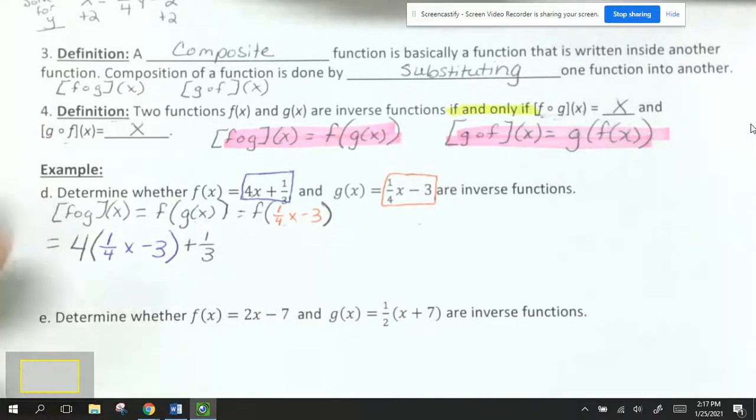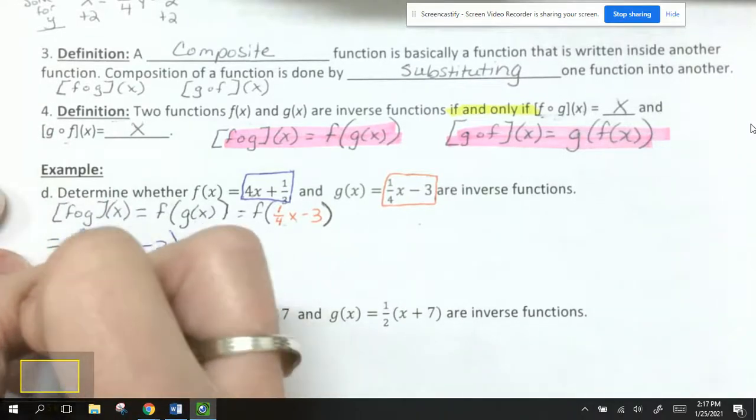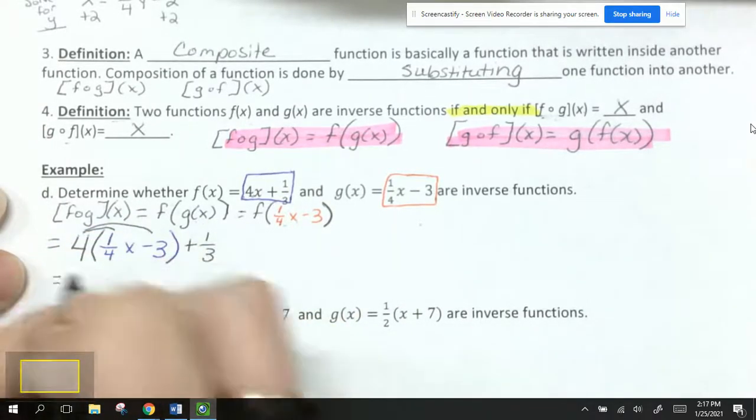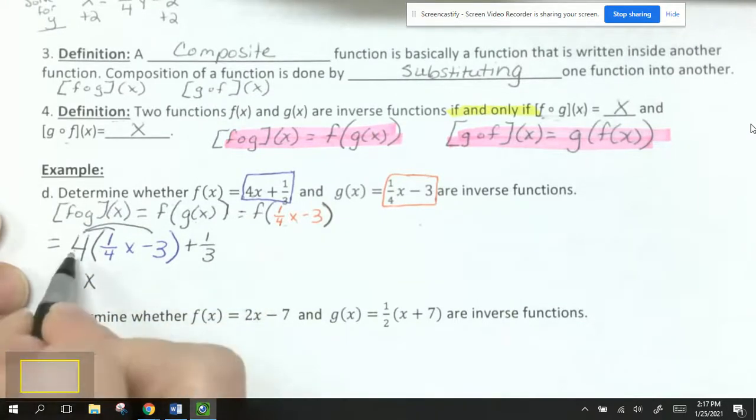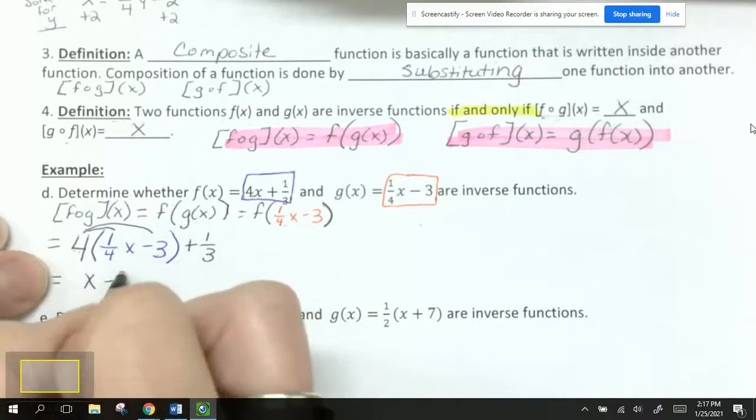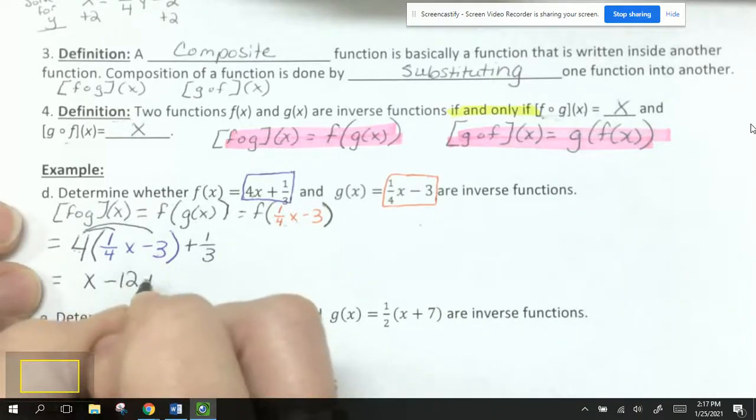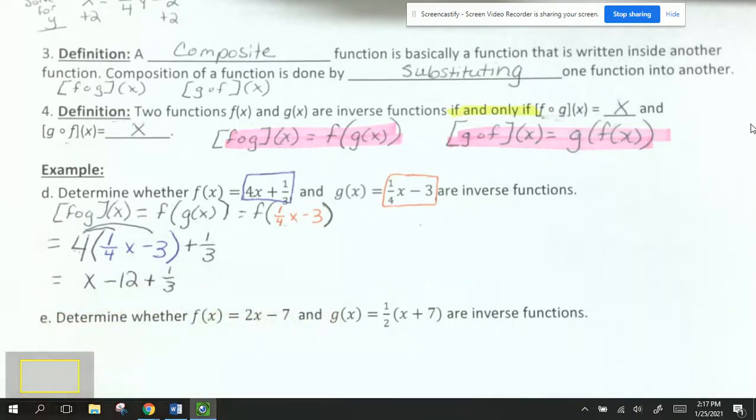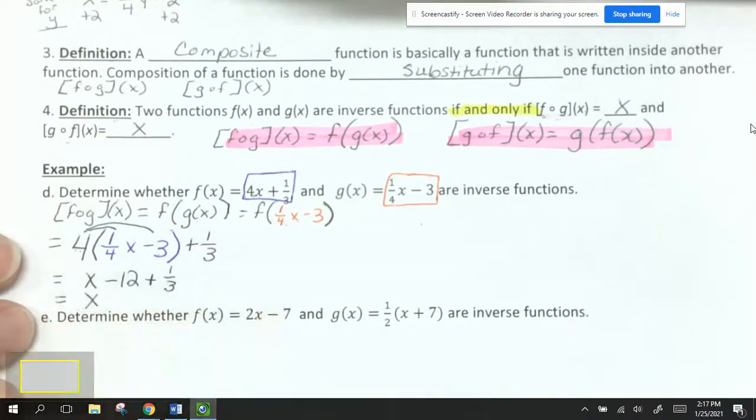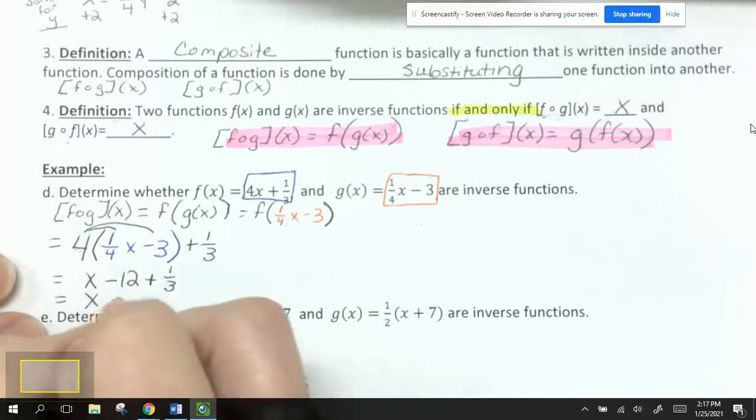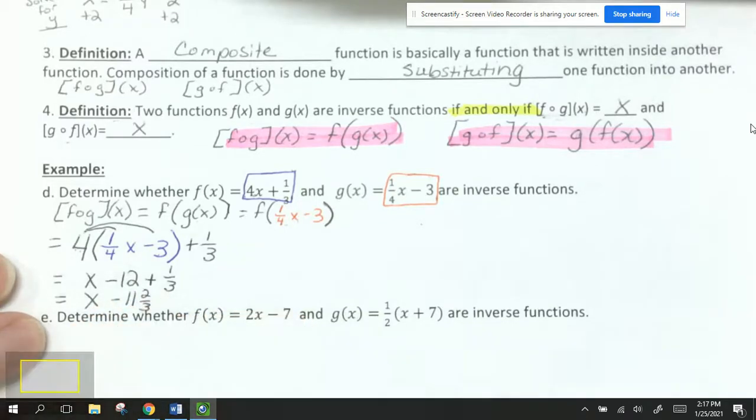Okay, now it becomes algebra. So I'm going to distribute that 4. 4 times a fourth is just 1, so that's going to be 1x. And then 4 times negative 3 is negative 12. Plus 1/3. Okay, then this x I can't put with anything, but negative 12 plus 1/3, that's negative 11 and 2/3.